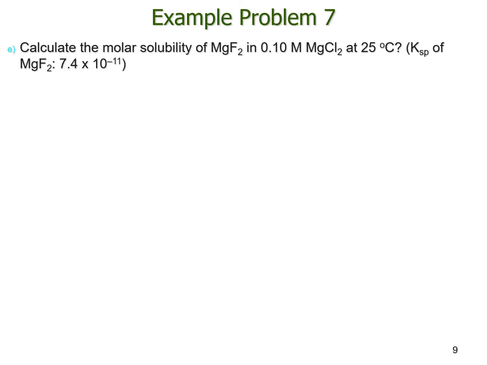Last question. We are asked to calculate the molar solubility of magnesium fluoride, and this time we introduce magnesium chloride instead of fluoride. As we already discussed, molar solubility is the equilibrium concentration. 0.1 molar is the initial concentration. So we have initial concentration and equilibrium concentration, both mentioned in this question. That is the problem for the ICE table.